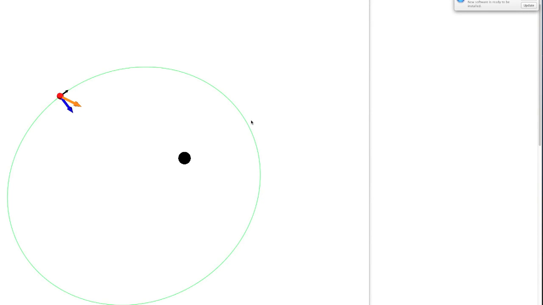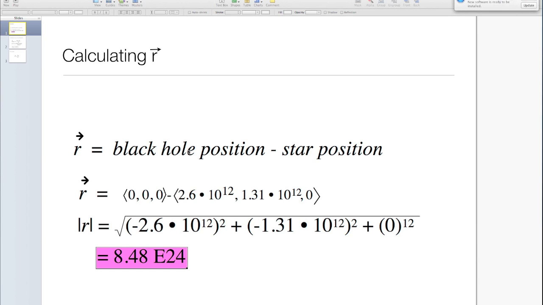To find the mass of the black hole, we first have to find the distance between the centers of the two bodies. We can pick any point along the path of the star's motion, since we have the instantaneous Fnet at each point. We'll use the variable r to represent the distance between the center of the black hole and the star. Here we can use the Pythagorean theorem to find the magnitude of this vector, which is 8.48 e24.